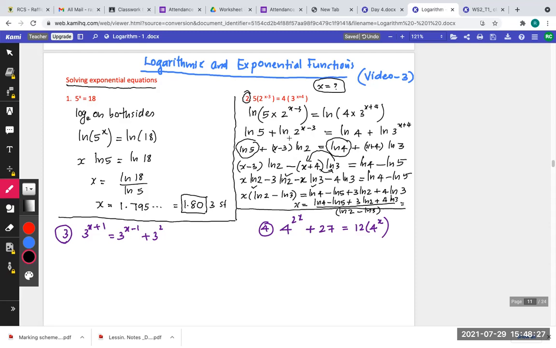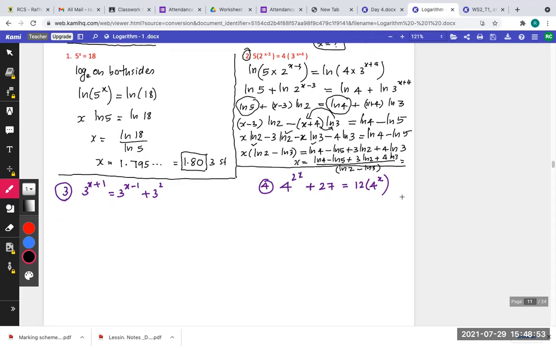So this is one way. You could first do it by grouping 2 to the power x minus 3 and 3 to the power x plus 4 on one side, and 4 by 5 on the other, and then apply log. Sometimes that would be easier than this. That is up to you, whichever way you want to solve. I'm leaving it for you to find the final answer. Just use a calculator to get the final answer and round up to 3 SF.